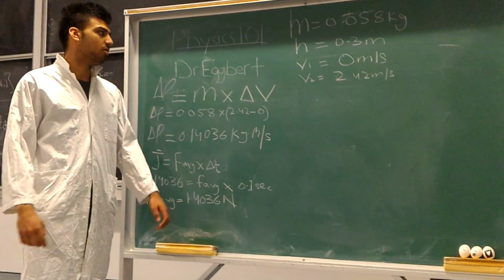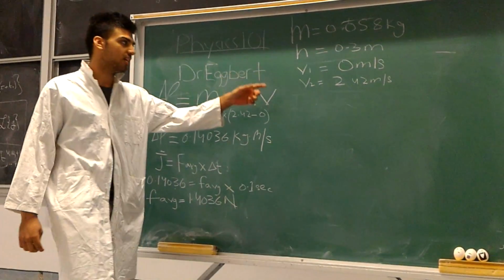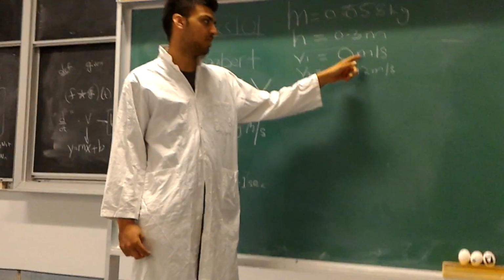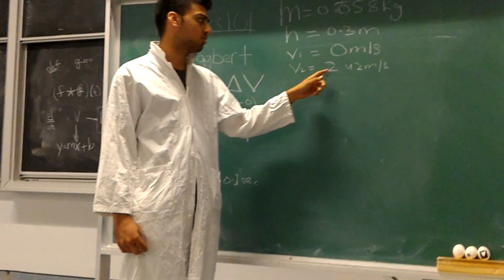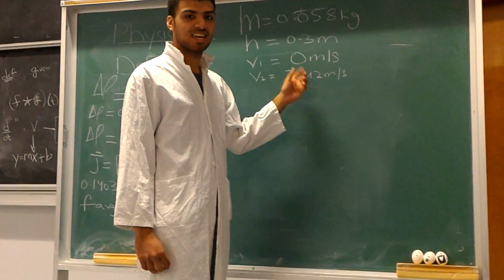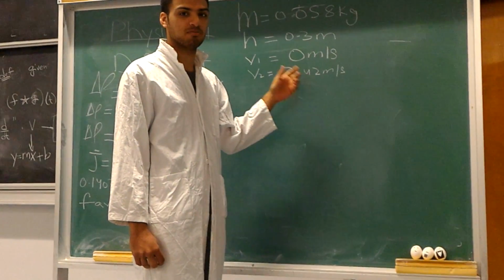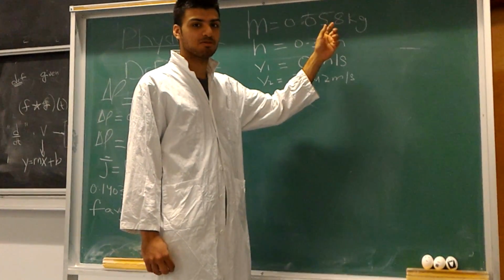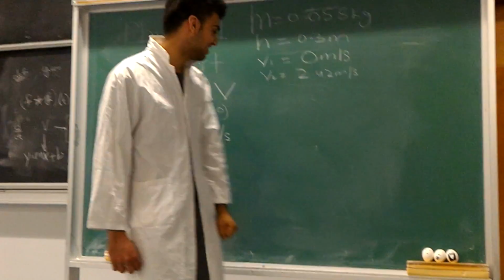As you saw, when we dropped the egg from a height of 0.3 meters, the egg unfortunately broke. Velocity initially was 0 meters per second. The final velocity was 2.42 meters per second. This was gotten from kinematic equations, which we discussed in a previous module. And the mass was 0.058 kilograms, which was obtained from the carton label.